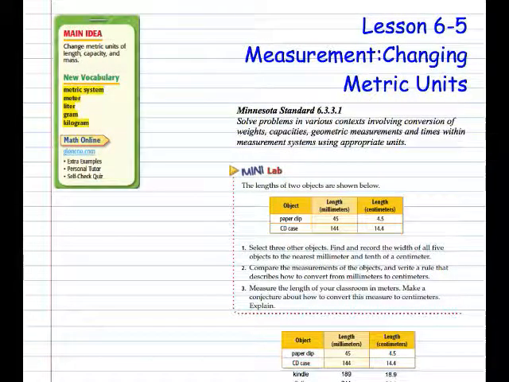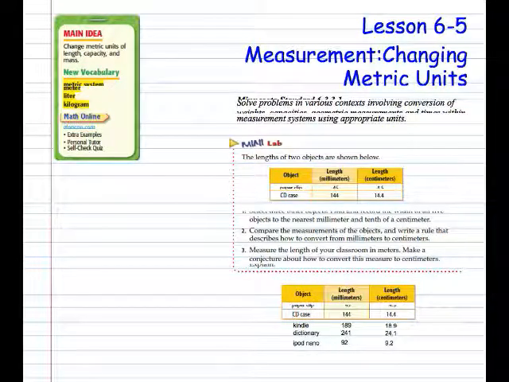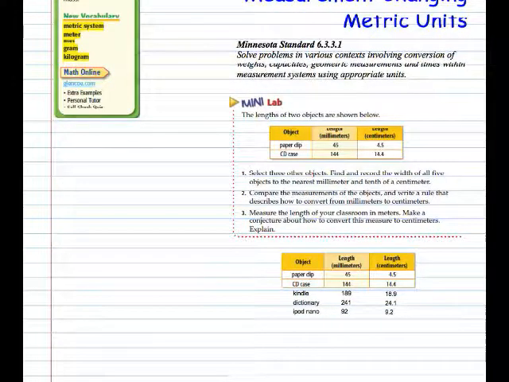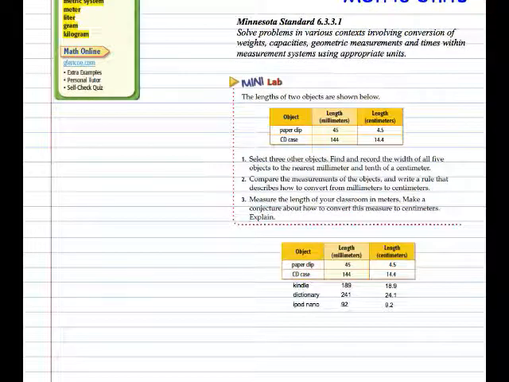This is lesson 6.5, measurement, changing metric units. The lengths of two objects are shown below, a paperclip and a CD case. Select three other objects. Find and record the width of all five objects to the nearest millimeter and tenth of a centimeter. I chose a Kindle, a dictionary, and an iPod Nano.